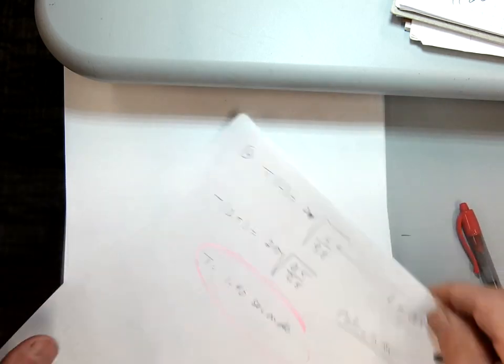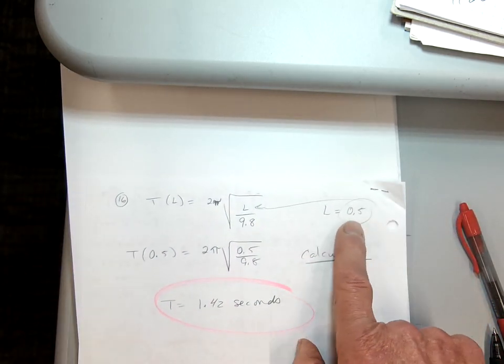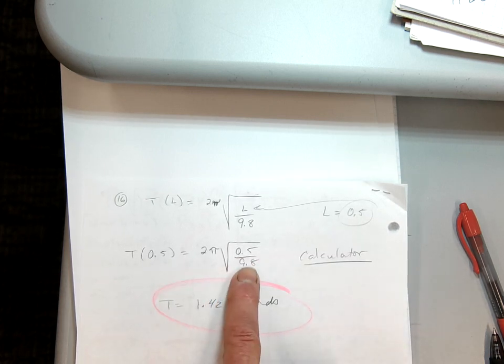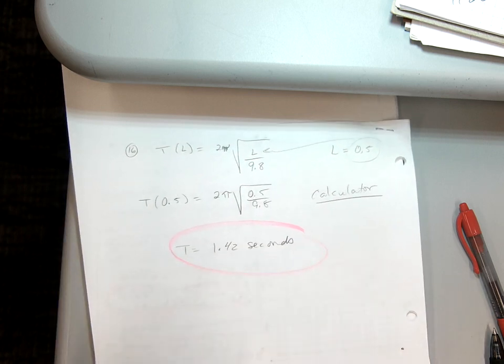Okay, almost done. On the last page, I'm told that the length of the pendulum is 0.5, so I plug that in, and I just have to use a calculator to get the answer. That's all I got, and so the quiz is tomorrow. We'll work on this. Hopefully you guys are going to do great.